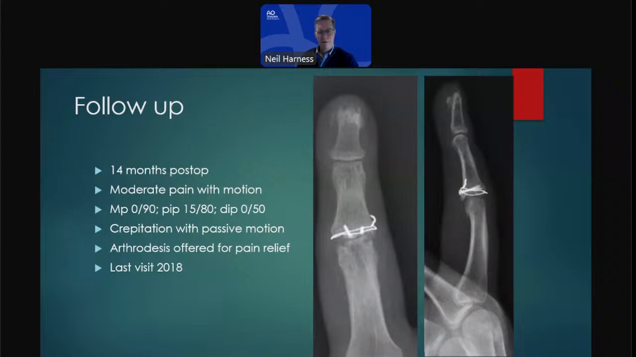He agreed initially, but then canceled surgery. And last visit was in 2018. He never returned. So I assume he's either doing well or he's still in pain. I don't know. But this is just one more classic complication that can occur with these injuries. When you think you have relatively good alignment, you have a concentric joint, you still can go on to post-traumatic arthritis.